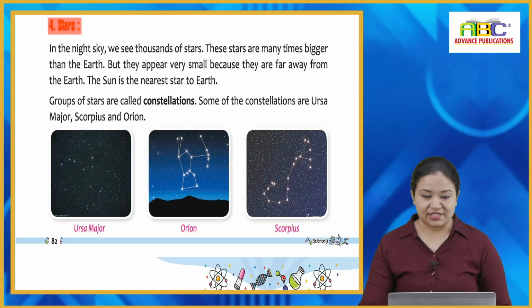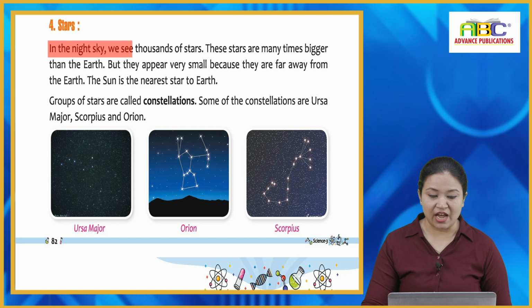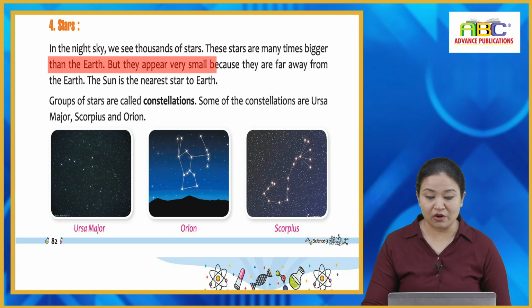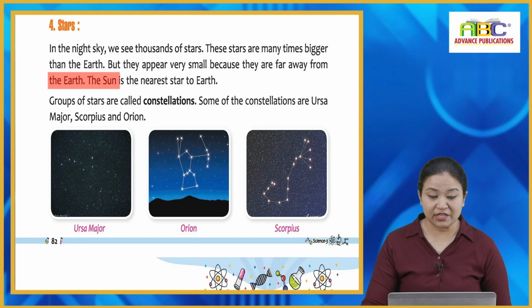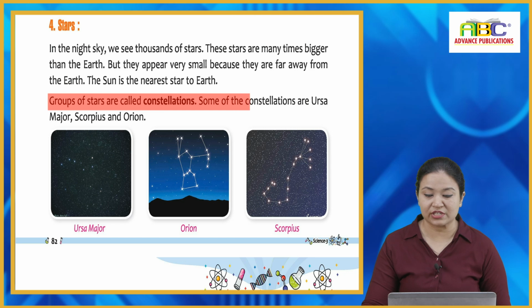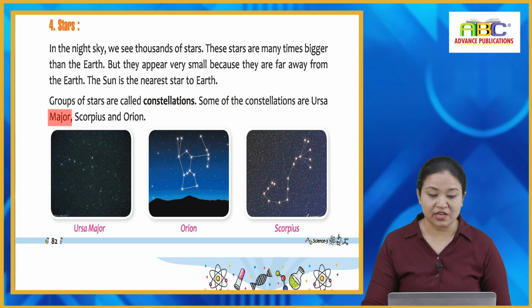Now fourth, stars. In the night sky we see thousands of stars. These stars are many times bigger than the earth, but they appear very small because they are far away from the earth. The sun is the nearest star to the earth. Groups of stars are called constellations. Some of the constellations are Ursa Major, Scorpius and Orion.